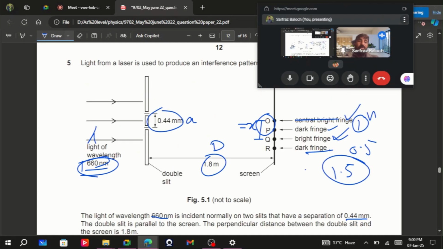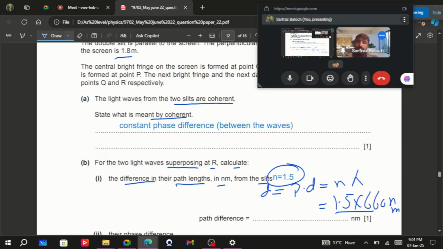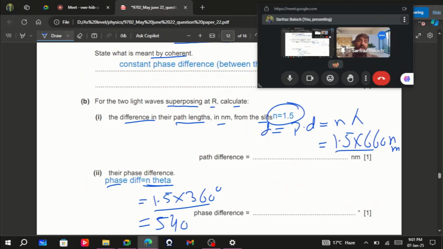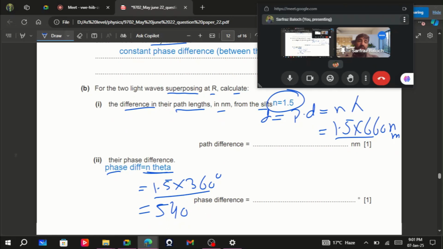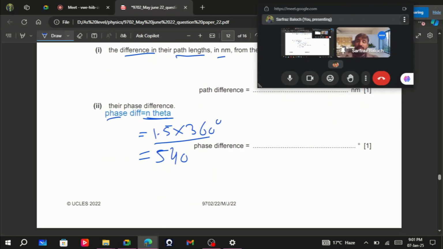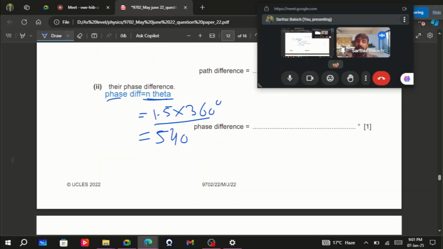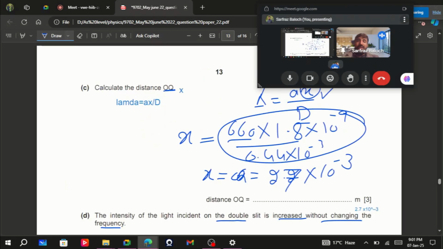And this is about the diffraction grating experiment. Lambda is equal to ax over d. This is about order: the path difference is equal to n lambda or d sine theta. Again, related to path difference. Next, again the formula lambda is equal to ax over d. Bright fringe, dark fringe.